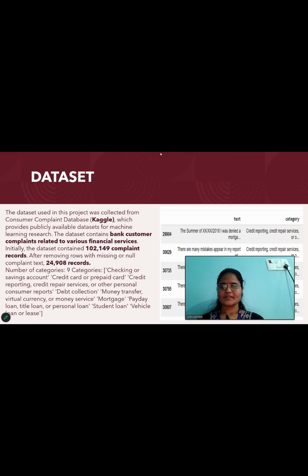As you can see in the presentation, some of the categories in the dataset include credit card or prepaid card and mortgage. Similarly, we have several other categories as you can see in the presentation. These categories help in understanding the type of issue faced by the customer. This dataset is useful for building our model as it provides labeled data for training. And before using it, we also performed basic cleaning to improve the overall performance of our system.